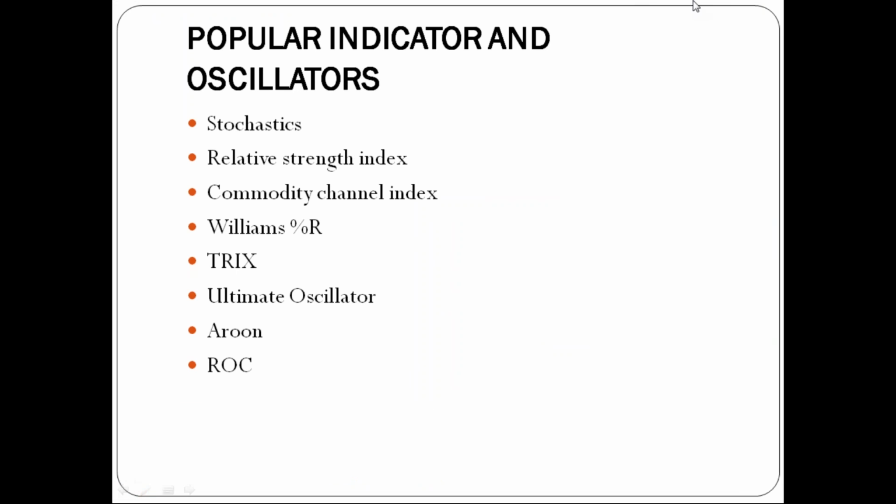Now, the popular indicators and oscillators. There are many popular indicators and oscillators that you will come across when you buy a software package and see the indicator list. There's a whole arsenal of indicators there, and you get overwhelmed by seeing this, and you think that you have got many weapons to fight the markets. The most popular are stochastics, RSI, commodity channel index. These are the indicators that you will often come across on social media or anywhere. Williams %R, TRIX, ultimate oscillator, the KST oscillator, and the rate of change.